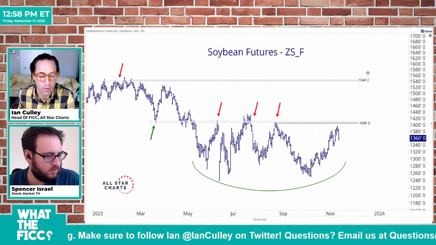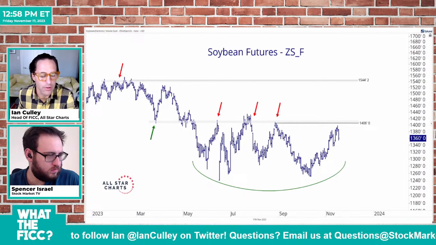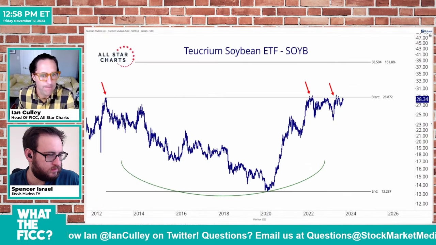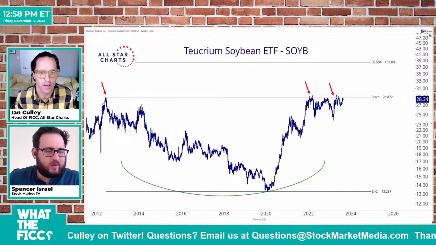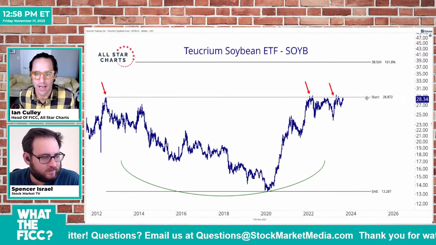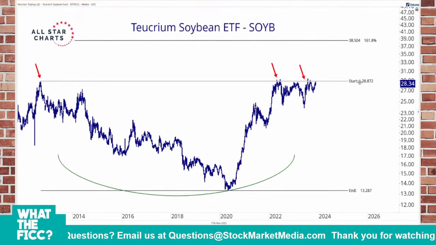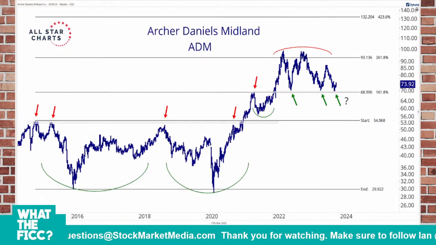This could go much, much higher during the spring. Here's a couple other ways to play it. This is the soybean ETF, SOYB. You see that 2880 level, 2887 is a big level. So I like SOYB long above 29, targeting 3850. And I like ADM.